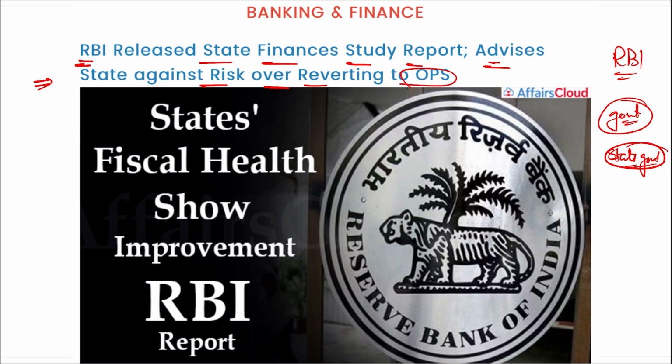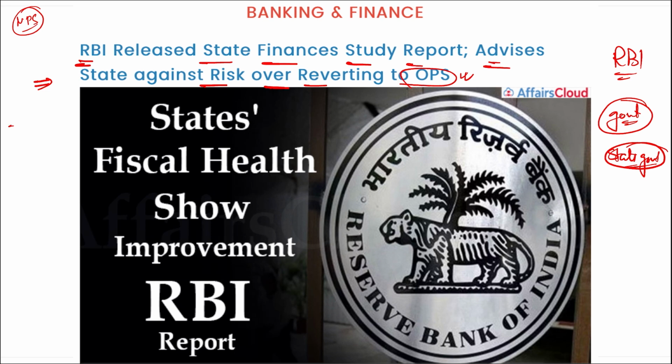Some states have been warned. It is not that all the states will be going back to the old pension scheme, or that all of them will be implementing it, but if any state is trying, it is just, you can say, advice by the Reserve Bank of India that these states should not revert back to the old pension scheme. The current national pension system, NPS, is okay, but not going back will be a better option.